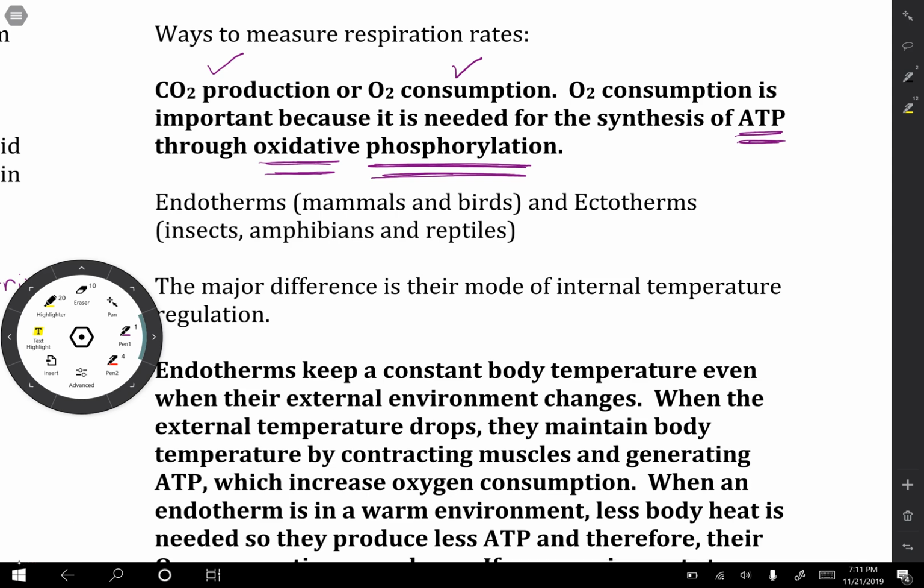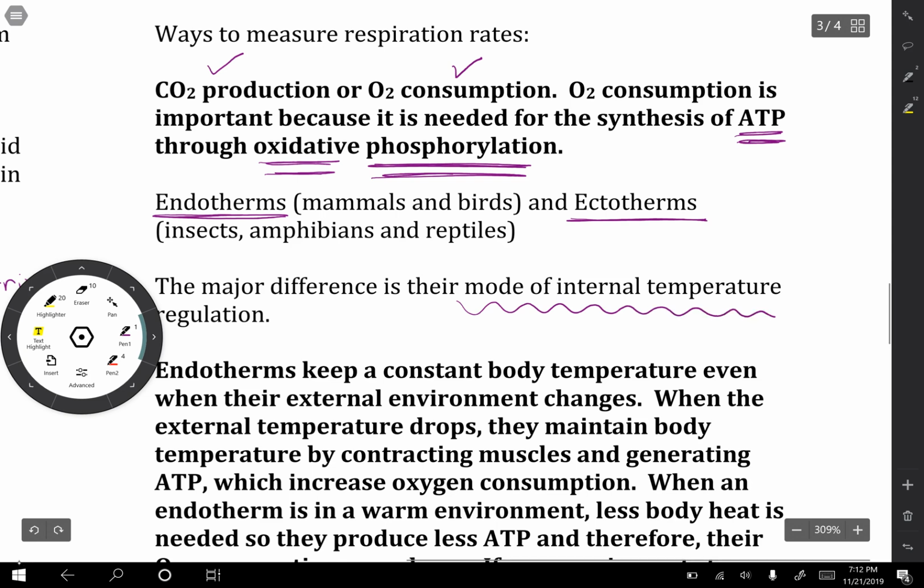So we talked about a couple of things in class. We talked about endotherms, which would be your mammals and your birds. You may know them as warm-blooded, but we're not going to say that. We're going to call them endotherms. And ectotherms, which you may know as cold-blooded, which again, we're not saying that either. That's going to be insects, amphibians, and reptiles, and some fish. And these guys, ectotherms, their body temperature is affected by the external temperature, where endotherms, their internal temperature is reasonably constant. So the major difference here is how they regulate their internal temperature.